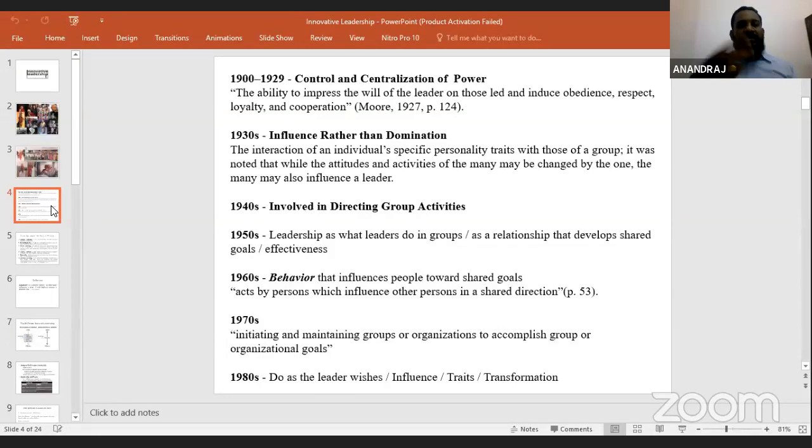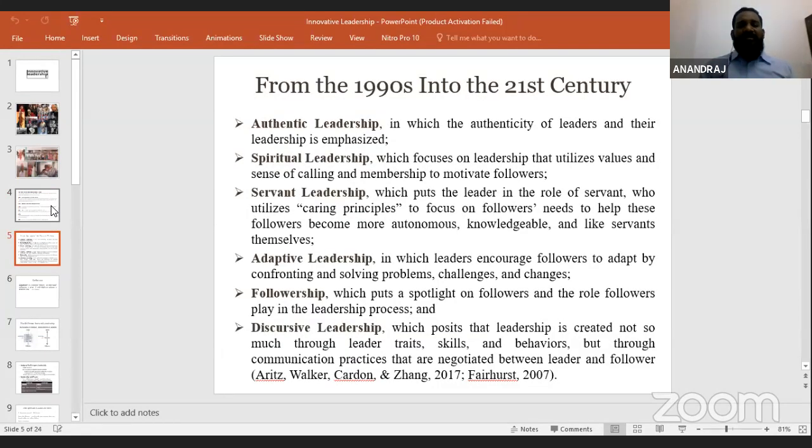So next slide. The next slide will be about the various leadership styles, starting from authentic, spiritual, servant, adaptive, fellowship, and then discursive. These are not the only major leadership styles framed between the 20th century and the 21st century. There are plenty more. There is transformational leadership that has been brought in recent years. Transactional leadership has again emerged. Innovative leadership styles are there. Ethical leaderships are there. Compassionate leadership styles have been invented.